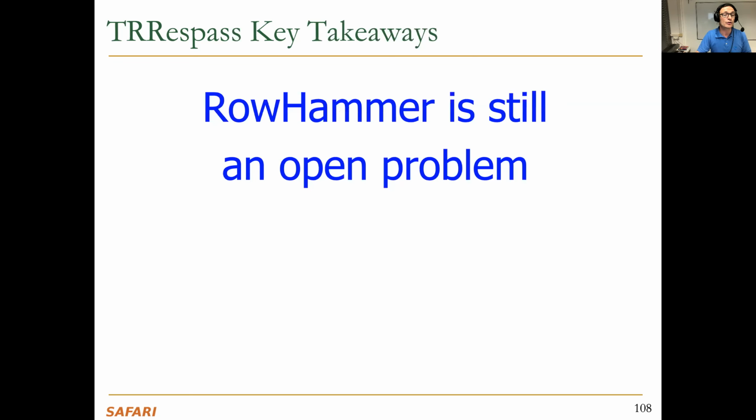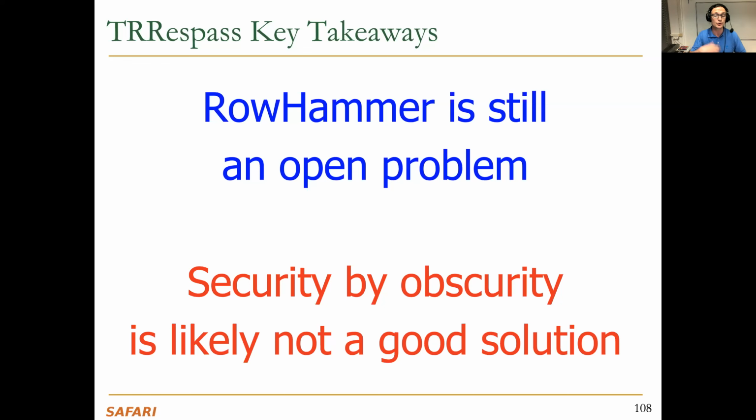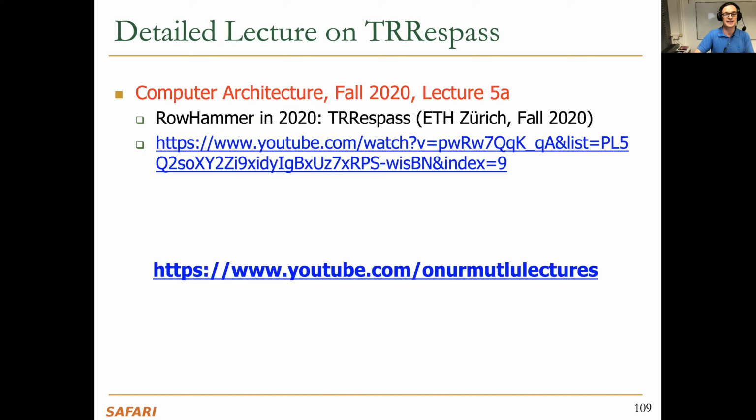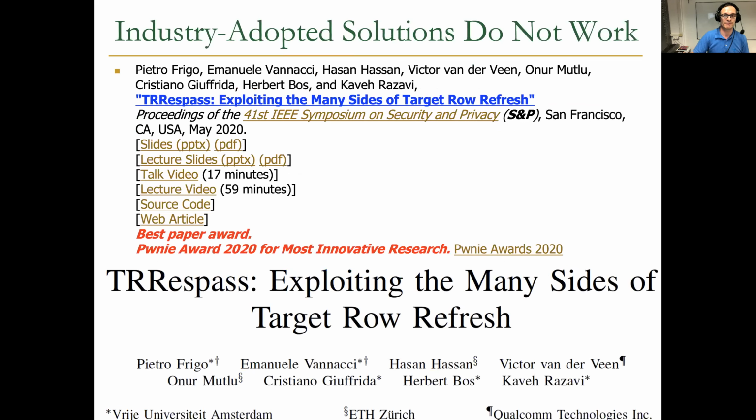But the takeaway is that RowHammer is still an open problem. Security by obscurity is likely not a good solution. It's better to be open about your security solution and say, here's how my security solution works, attack it, and let's make it stronger together. I think that kind of mindset in the memory industry can significantly improve the security, safety, and reliability of our systems going forward. And we argue that in a recent position paper that I will mention. And this is our detailed lecture on TRRespass. I have a lot more slides and descriptions in this particular lecture.